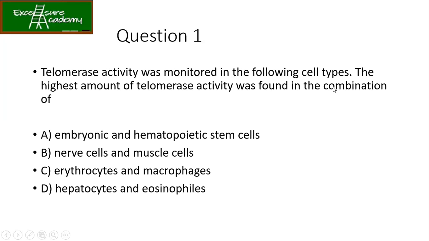Your first question is: telomerase activity was monitored in the following cell types. The highest amount of telomerase activity was found in the combination of dash. So, guys, what do you think? What will be the answer? A. Everyone is saying A. Tanvi, what is your answer? I said A. Okay, so the correct answer is A, embryonic and hematopoietic stem cells.